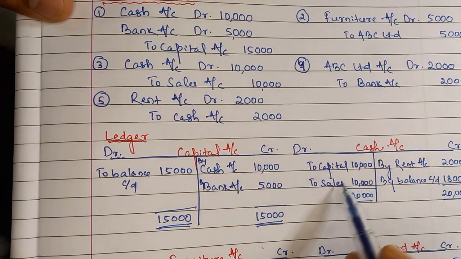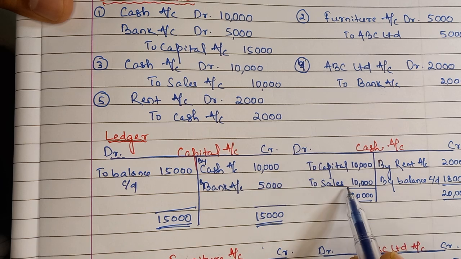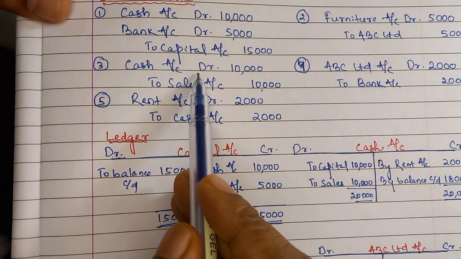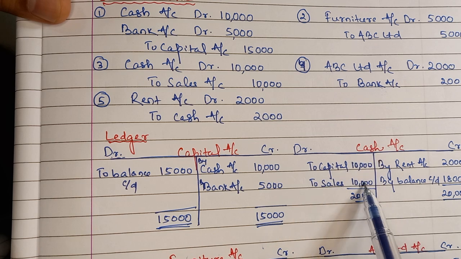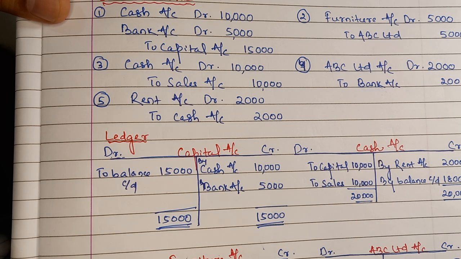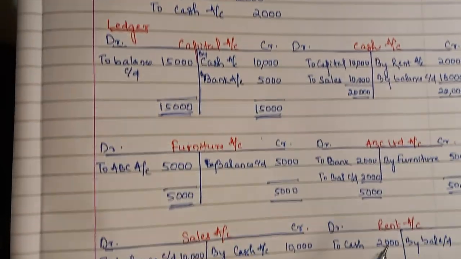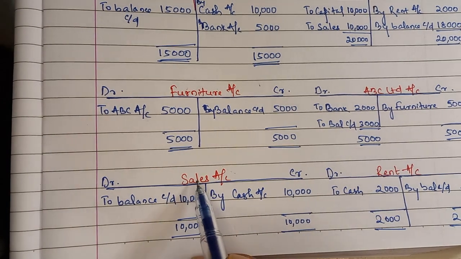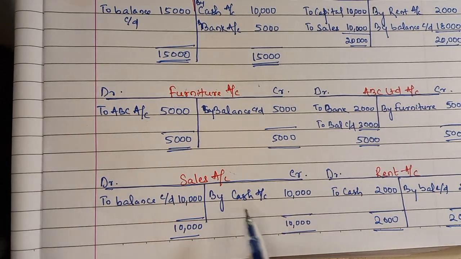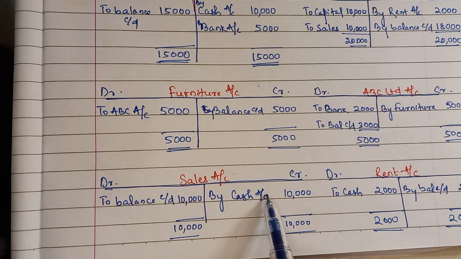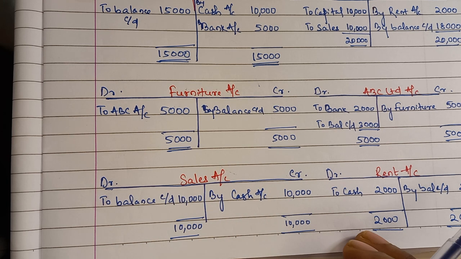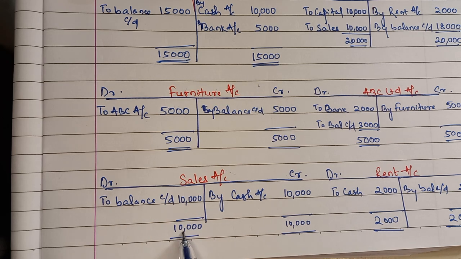Now to sales, because cash account debited to sales, right? What is the journal entry? Cash account debited to sales. So cash account debited to sales 10,000. So total is 20,000 rupees here. Now coming to the sales account, what is the entry? I have cash to sales. So I have to write by cash, credit sales. Cash debit, credit sales. So 10,000 here. And to balance carried forward 10,000 rupees.